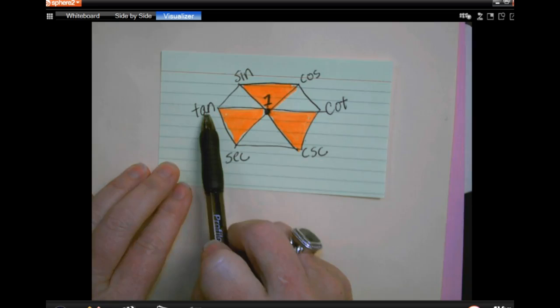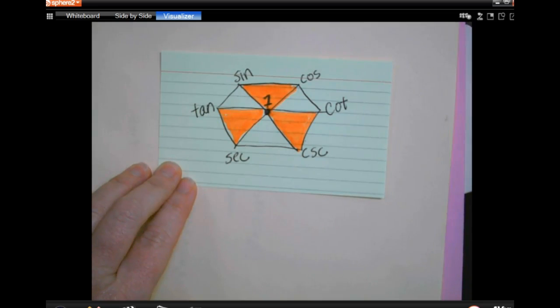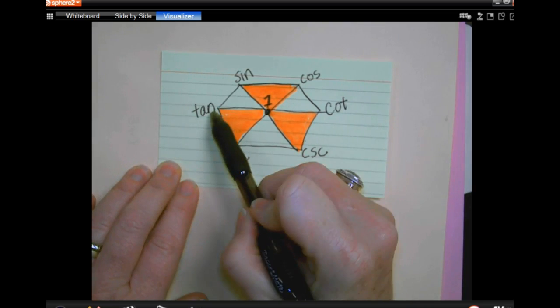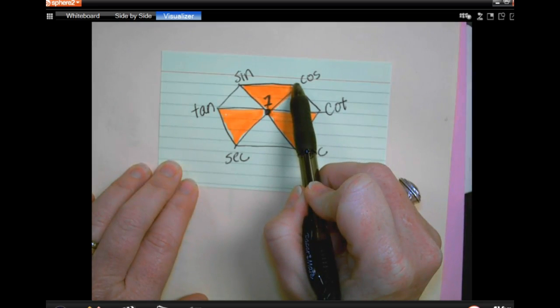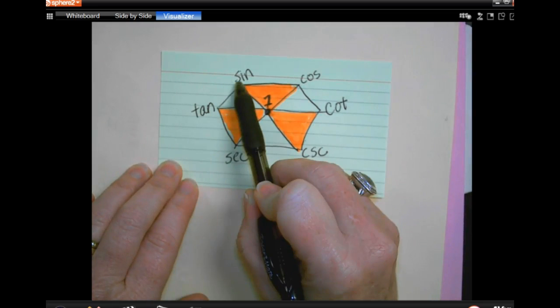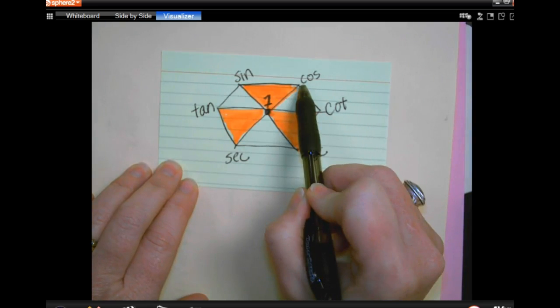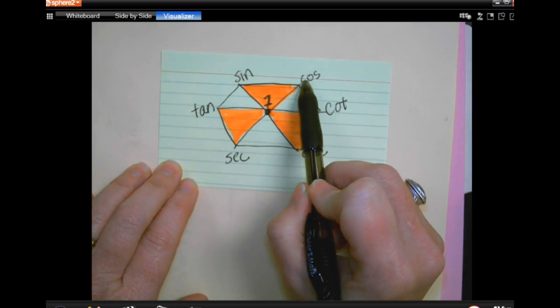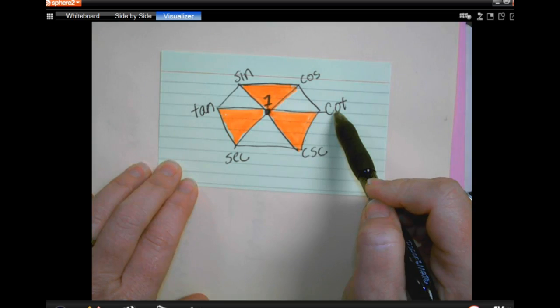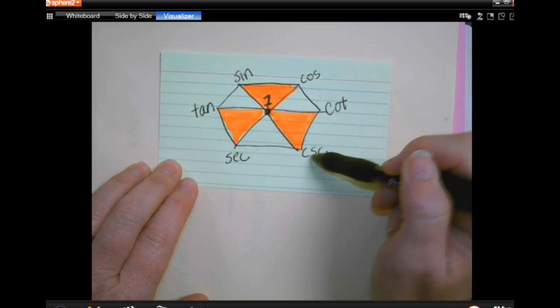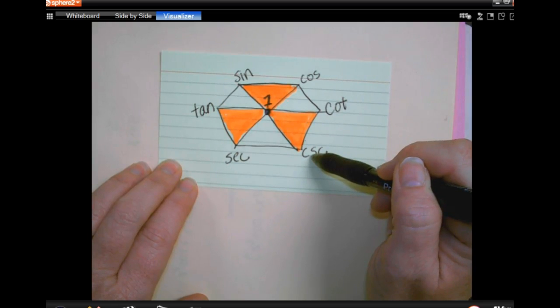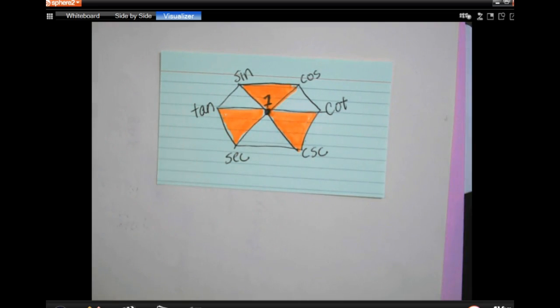If you start at tan and go clockwise around the outside, clockwise around the outside is divide. So tangent equals sine divided by cosine. Sine equals cosine divided by cotangent. Cosine equals cotangent divided by cosecant. Okay? All the way around the outside.